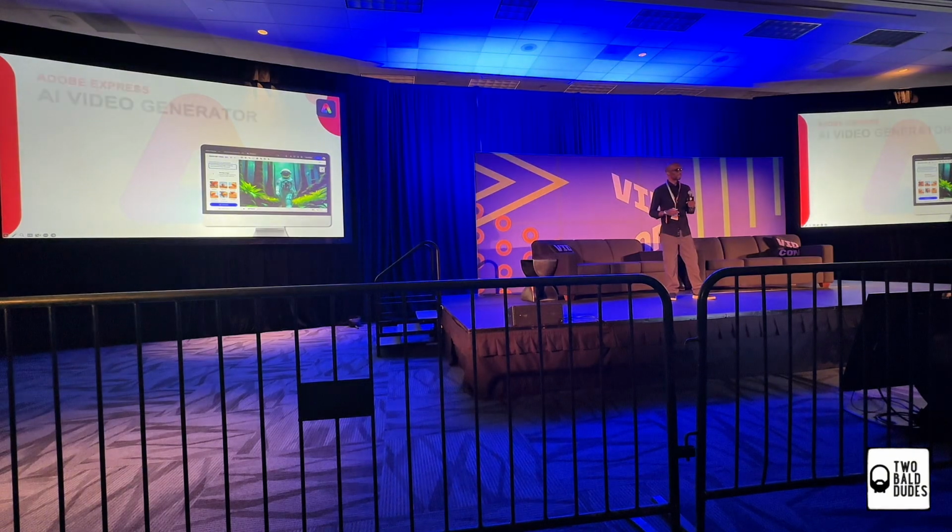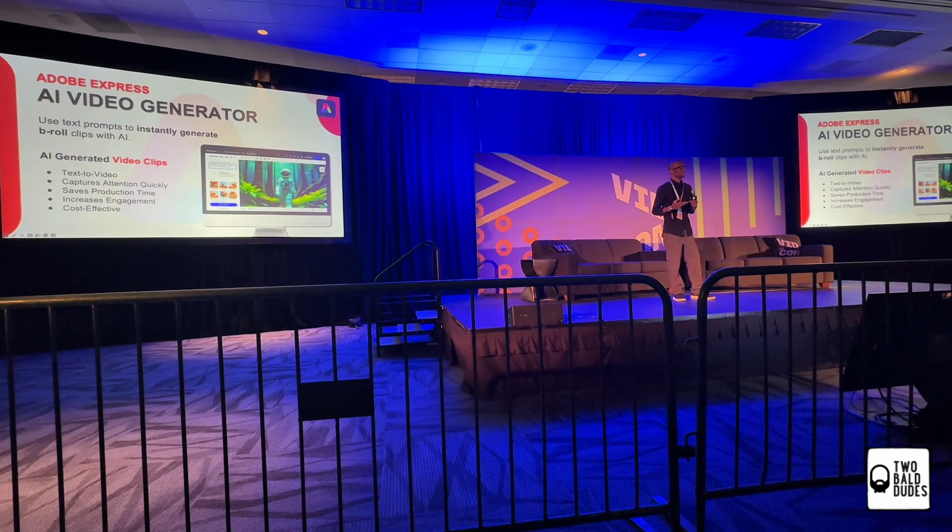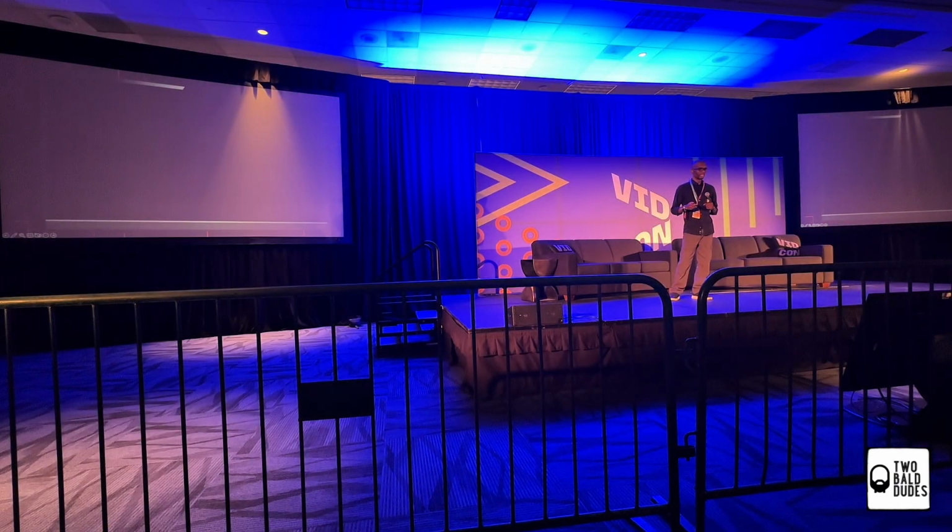And here's one of my favorite tools for creating amazing hooks, which is the AI video generator. So with the AI video generator on Adobe Express, you can simply use text prompts to create amazing videos for your project. So simply type in whatever video you want to create, and it will automatically do it in seconds. So this captures attention quickly, saves you on production time, and increases engagement. And it's also cost effective because you don't have to go hiring a designer or somebody to create the videos for you. So let's look at the Adobe Express video generator.